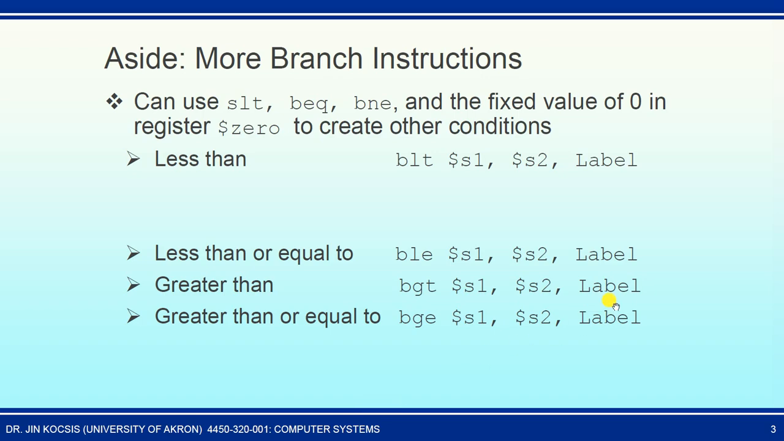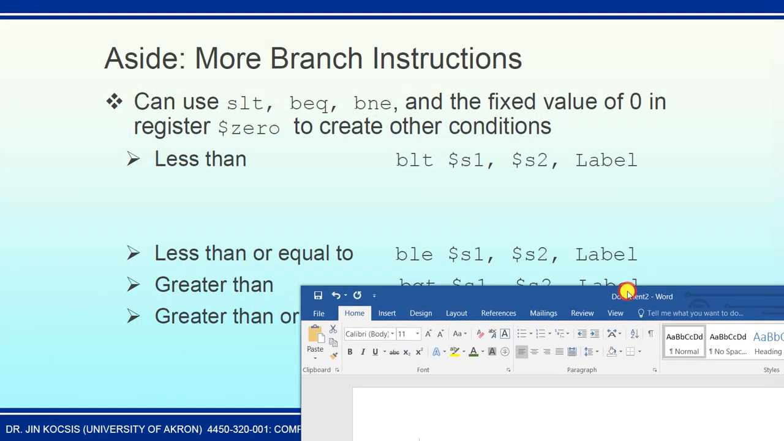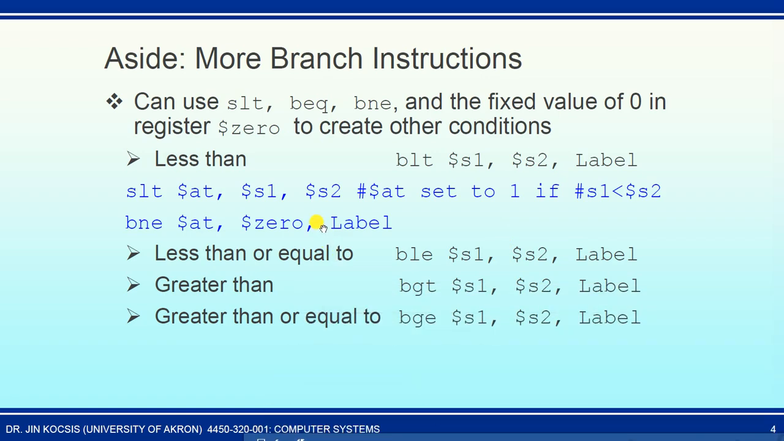Near the end of that class, I asked: if you assume yourself to be the assembler, how can you convert this pseudo instruction using a set of official instructions? We're using this one as an example. It can be represented as the following. If S1 is less than S2, I will update the general purpose register AT to 1. Otherwise, AT will be 0. And then I will use branch if not equal.